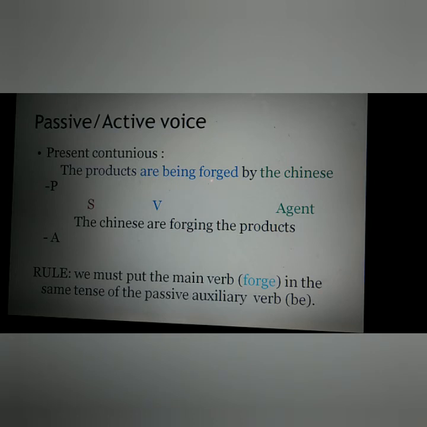Are forging the products. Okay, so here we have the rule.